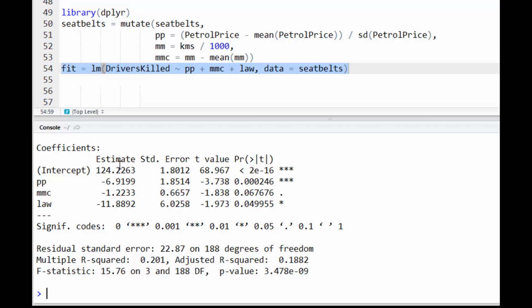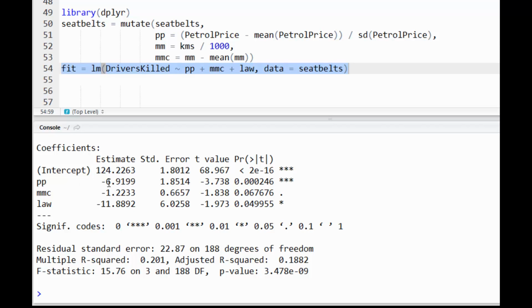So this changes the intercept a little bit, in the sense that our intercept, 124, is our expected number of drivers killed for the average petrol price, the average number of kilometers driven, and before the law was in effect. Okay, so at the law at level 0. If we wanted to know what the intercept was after the law had taken into effect at the average petrol price and at the average number of kilometers driven, we would have to add -11.